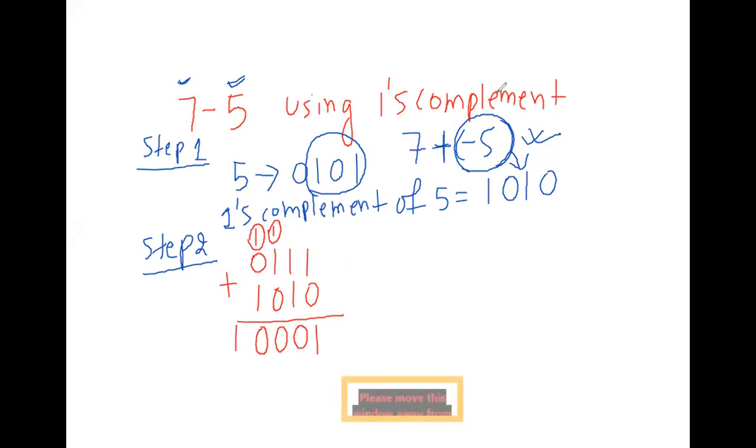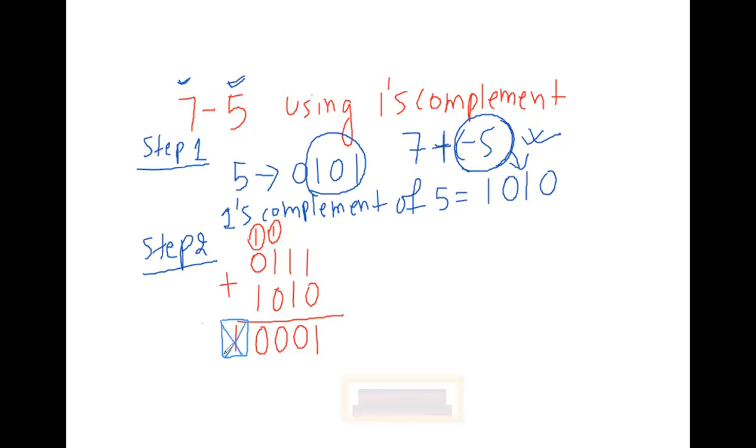Like this, you have to add these two numbers. After that, you have to check whether there is a carry or not. This is called the final carry. After addition, is there any final carry? Yes, there is a final carry. If there is a final carry, then you have to neglect this one.